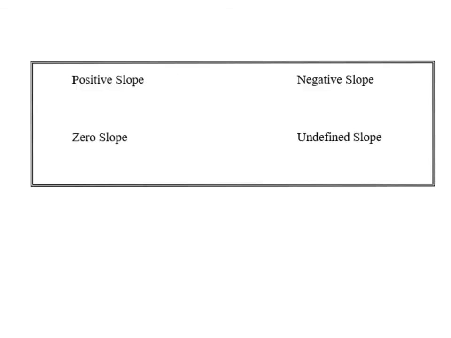Alright, so hopefully you've gotten this idea already, but if we are drawing out our slopes, a positive slope is always going to be going up to the right. Negative slope is going to be going down to the right. A zero slope is a horizontal line, and an undefined slope is a vertical line.